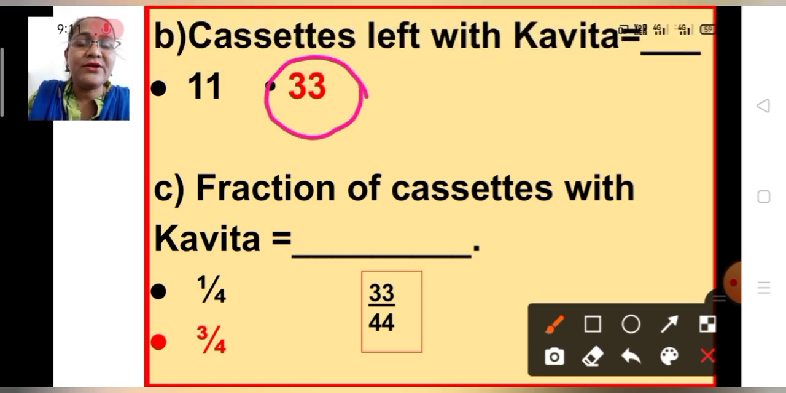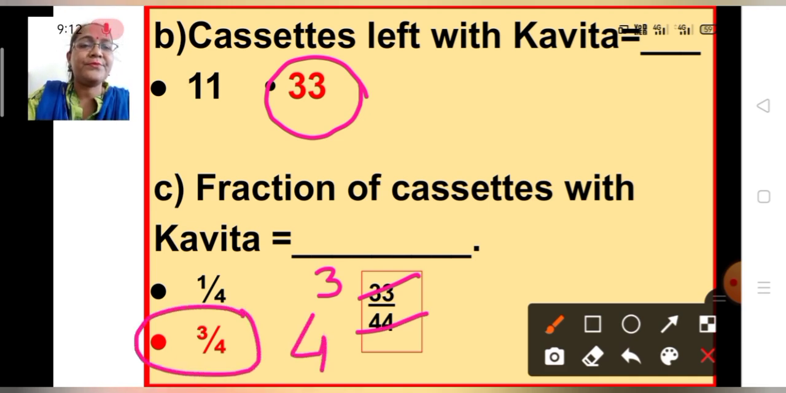Now C part of the question is fraction of cassettes with Kavita. Now children, after giving 11 cassettes to Sonia, Kavita is having 33 cassettes, and so your required fraction will be 33 upon 44. And here again we need to divide the fraction by 11. So 11 3s are 33, 11 4s are 44. So the answer is this one.